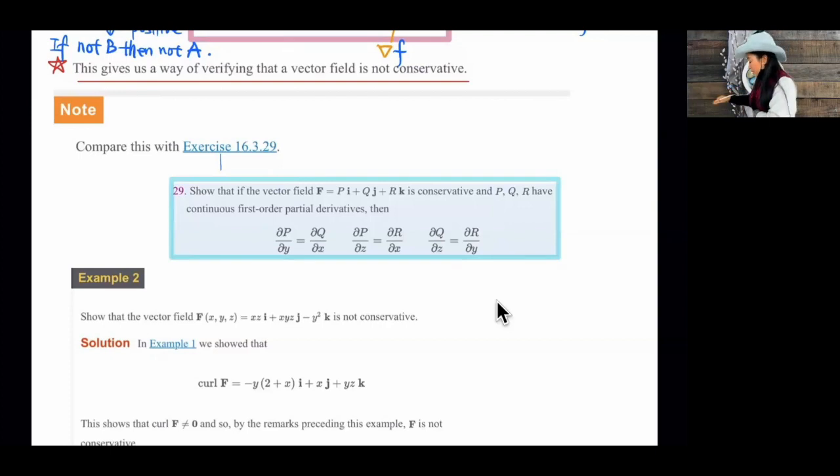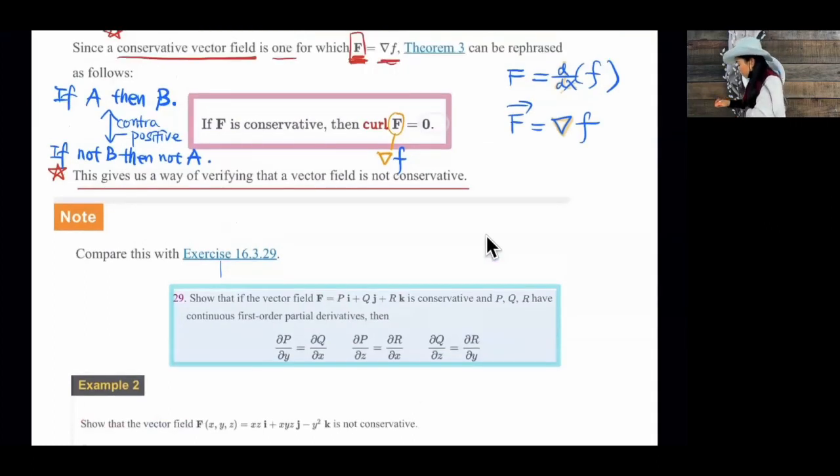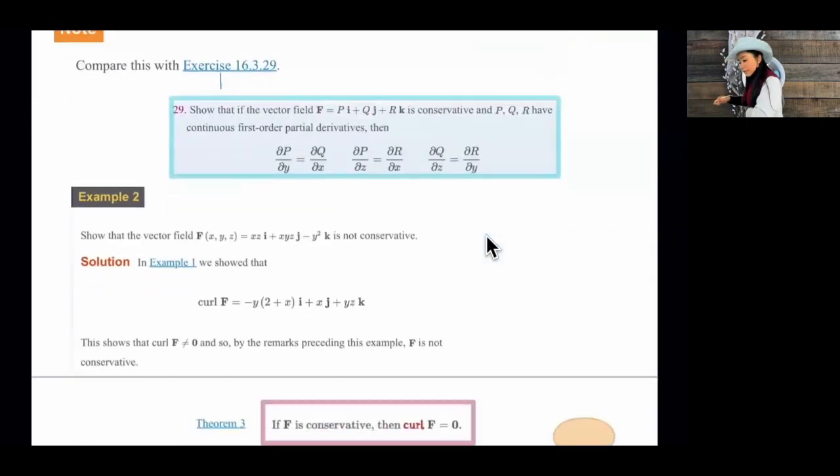Okay, so now you see that there are 2 ways to show a vector field is not conservative. One way is to try to show that the curl is not zero. Another way is to try to show that one of these does not hold. Then the vector field is not conservative. Okay, so two different ways to show a vector field is not conservative.